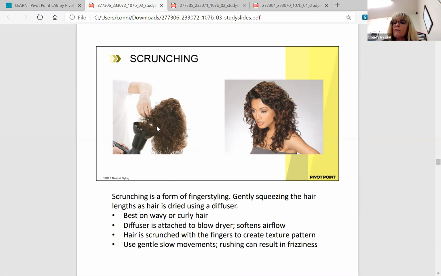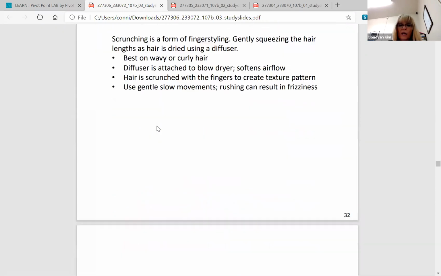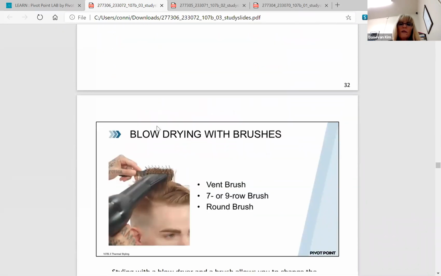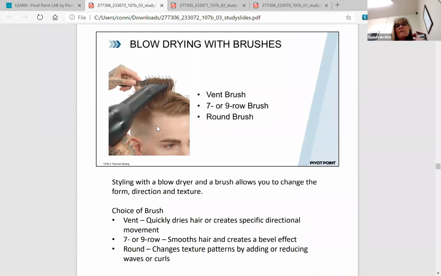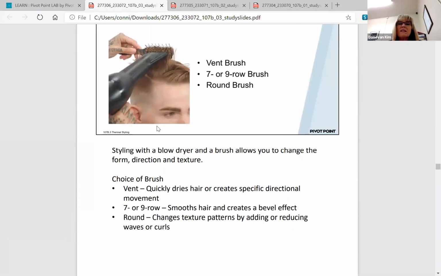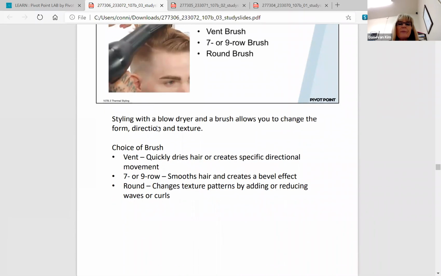A diffuser you can put on there softens the airflow, but it gives you a texture pattern. If you go too fast, it can get frizzy. So it's pretty important that you go slow and use the right techniques with that, because we really don't want frizzy hair. Like I said, the vent brush, the 7 or 9 row brush, or the brown brush are going to be one of the easiest ones to use for blow drying.